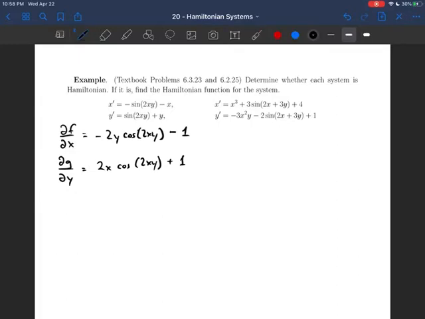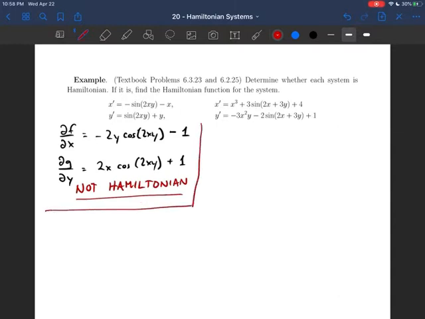Now let's see. A lot of things match up. We need these to have opposite signs: minus 1, plus 1, good. The cosines match. We got the signs, got the 2's, but here we have a y and here we have an x. So these mess it up. We can pick a point x, y where these won't be opposites of each other. So this is not Hamiltonian. And because it's an if and only if statement in Theorem 6.2, we can be sure that we're not just missing something. We know for sure that this cannot be a Hamiltonian system. All right, that's too bad. Let's check the other one.